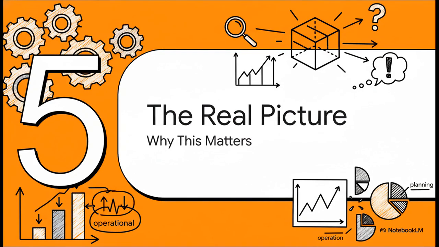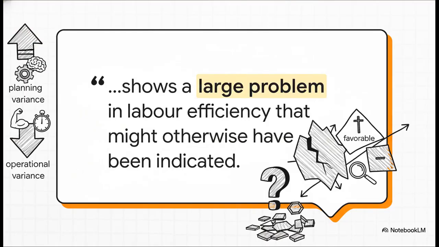Okay, so let's pull back and look at the big picture. Why did we go through all that? Why does this even matter? Well, because it completely changes the story. You know, this quote from the source material absolutely nails it. It says that by splitting them up, we find a large inefficiency problem that would have been completely invisible otherwise. The traditional method didn't just miss the problem, it actively hid it inside a misleading favorable number.